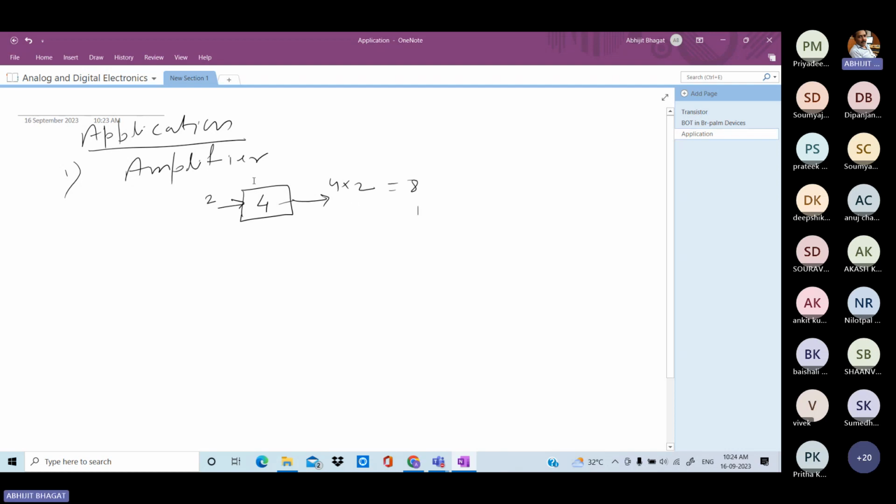Okay. What is it doing to the signal? It is increasing it. So first it was 2. When it is passing through the amplifier, it is amplified and you are getting the amplified version of the signal. It is the amplifier. So the transistor's most important application is that it is used for designing the amplifier circuit. Okay. Second one, it is used for designing the voltage regulator.